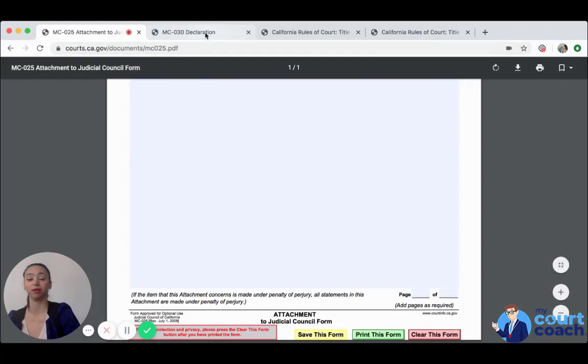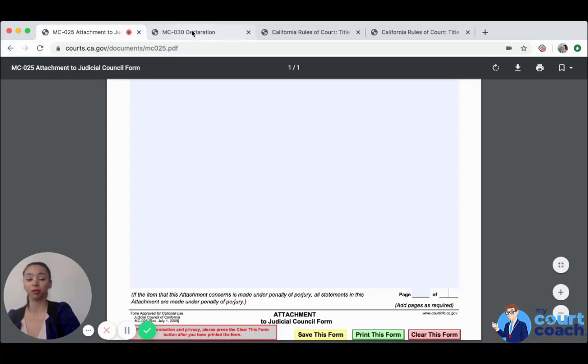Because you have your declaration sheet and then 3 of these attachments. And so you would write 4, and then you would write this would be page 2 or page 3 or page 4, because they are attachments to your MC-030. And it says if the item that this attachment concerns is made under penalty of perjury, all statements in this attachment are made under penalty of perjury.